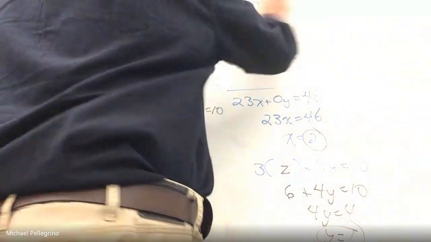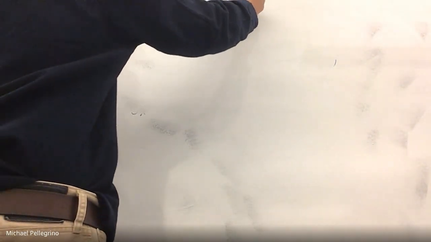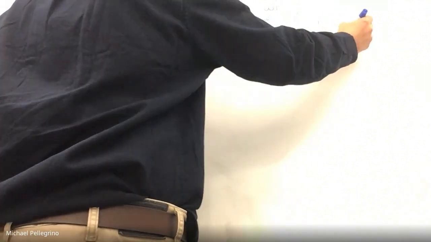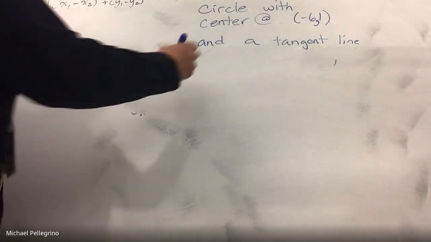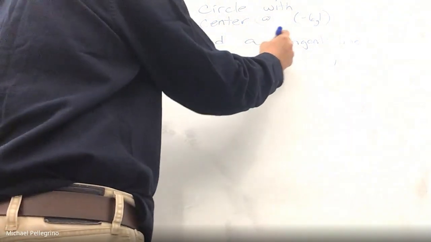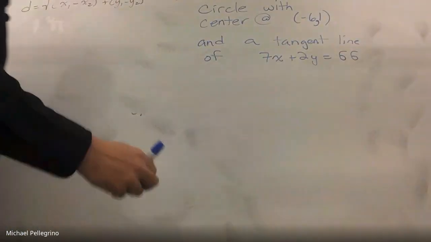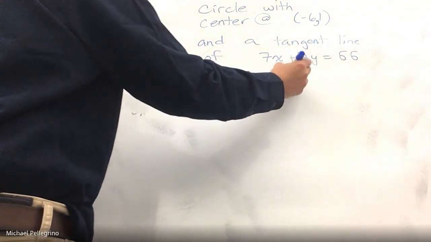Okay, so now this bigger, more complex problem that you might see involves all of these different things. For instance, you might have a circle with a center at negative 6, 1, and a tangent line of 7x plus 2y equals 66. Find the equation of the circle.